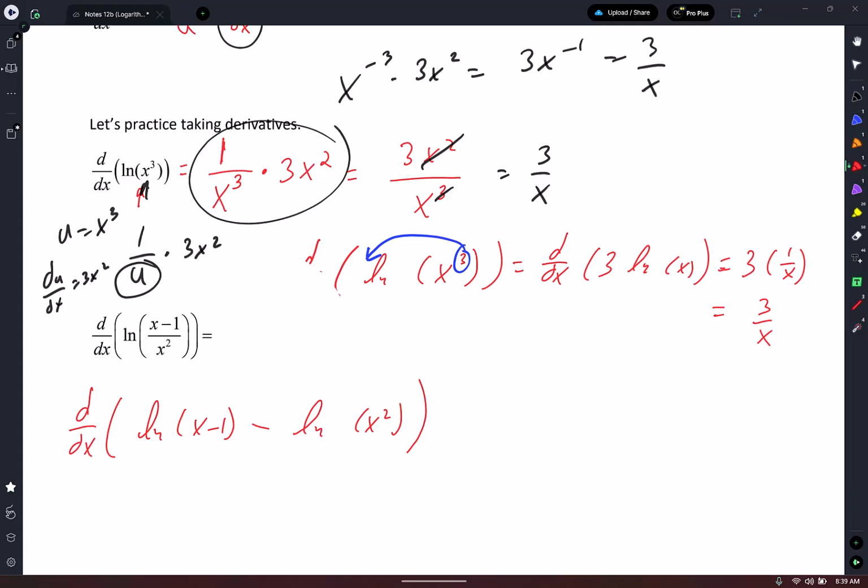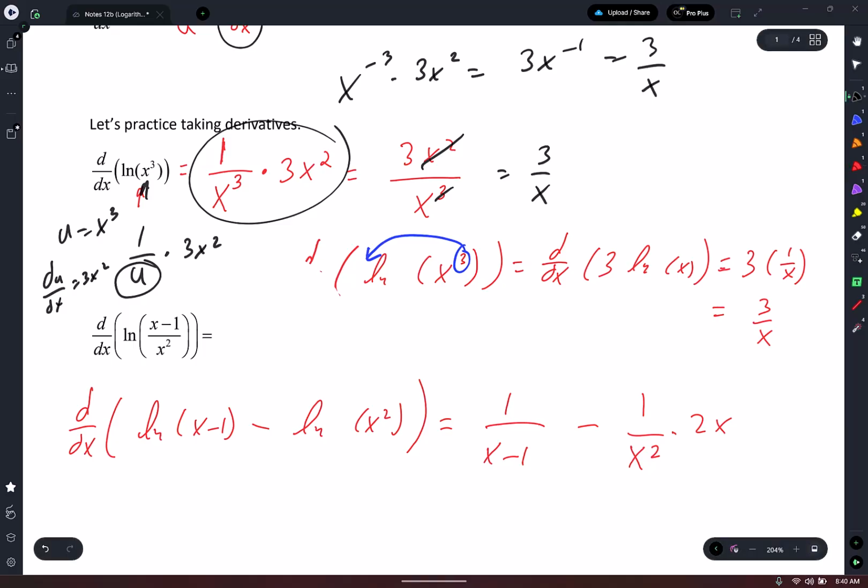And now I'm taking the derivative. The 2 is behind the ln. You can put the 2 in the front if you want, but I'm going to leave it there. 1 over x minus 1 times 1, minus 1 over x squared times 2x. One of the x's cancels out. Do you guys see that? It doesn't matter how you do it.